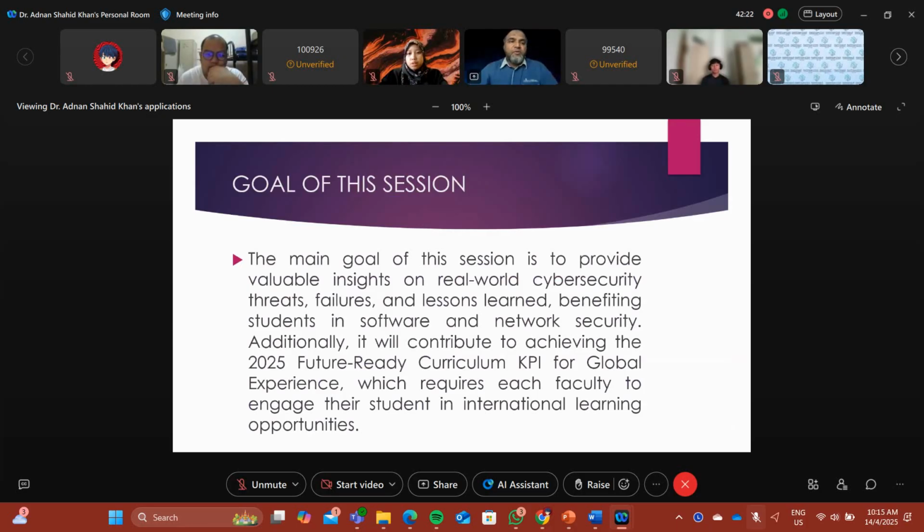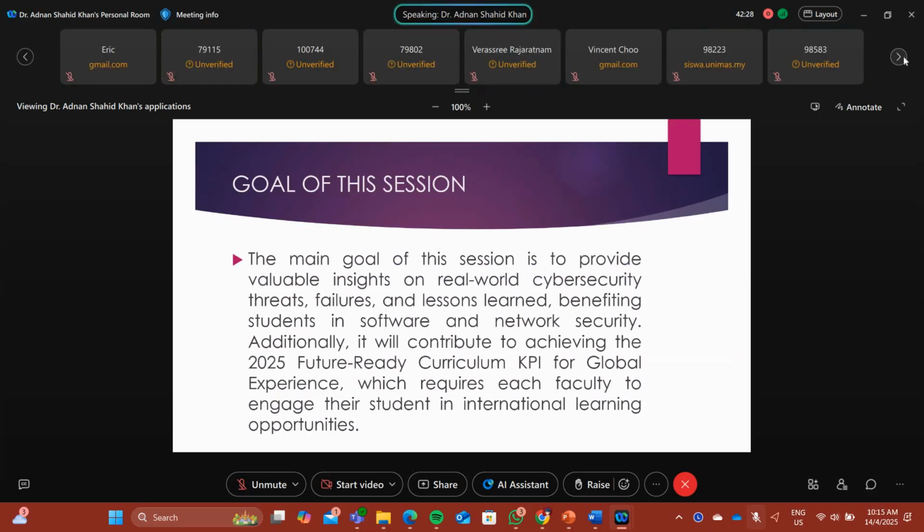The main goal of this session is to provide valuable insights on real-world cybersecurity threats, failures, and lessons learned, benefiting students in software and network security. Additionally, it will contribute to achieving the 2025 Future Ready Curriculum KPI for global experience, which requires each faculty to engage their students in international learning opportunities.